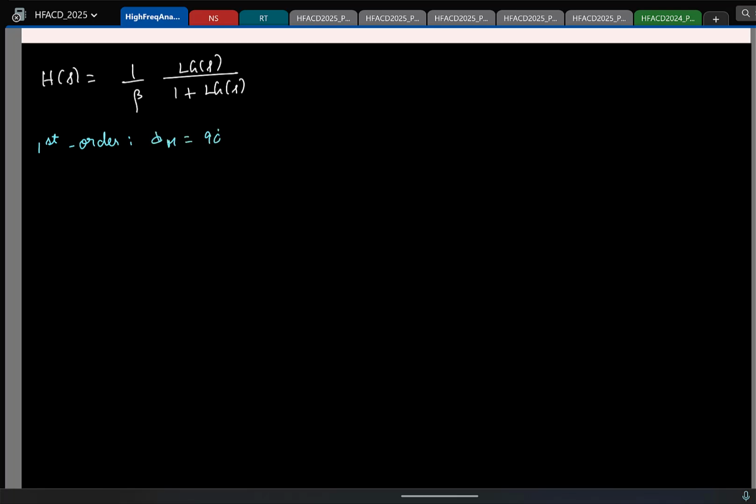90 degrees. If the phase margin is 90 degrees, what can you say about the loop gain at the unity loop gain frequency? At the unity loop gain frequency, what can you say about the magnitude of the loop gain? Magnitude is 1. What about the phase? Phase is 90 degrees. Sorry, phase margin is 90 degrees. So what should be the phase? Minus 90. So how will you write the complex number? Magnitude is 1, phase is minus 90. e power minus j pi by 2. And how much is this? e power minus j pi by 2.